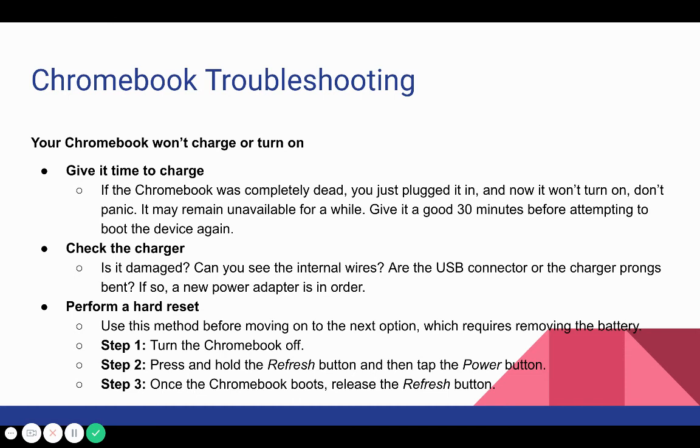The connection is also something that tends to go in a Chromebook, and it's a very easy fix. But if that connection is not completely sealed, then you might have difficulty charging your Chromebook. Also, you can perform a hard reset, which is even better than just turning it off and on. You don't need to do it every time, but every so often it's good to do it. Turn your Chromebook off, press and hold the refresh button, and then tap the power button. Once the Chromebook boots, release the refresh button. That will do a hard reset.